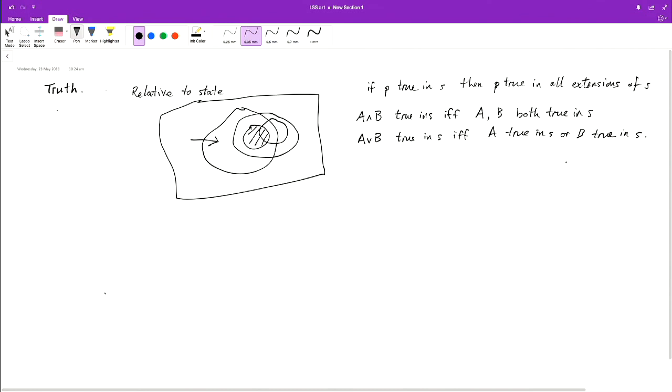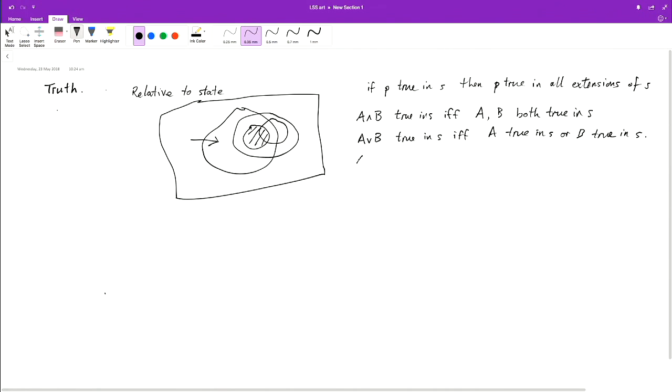So a disjunction doesn't get to be true unless one of its disjuncts is, even where that truth is relative to a given state. So the story about disjunction is the same as the classical story, but of course, if we extend to a bigger state, then more things will get to hold.